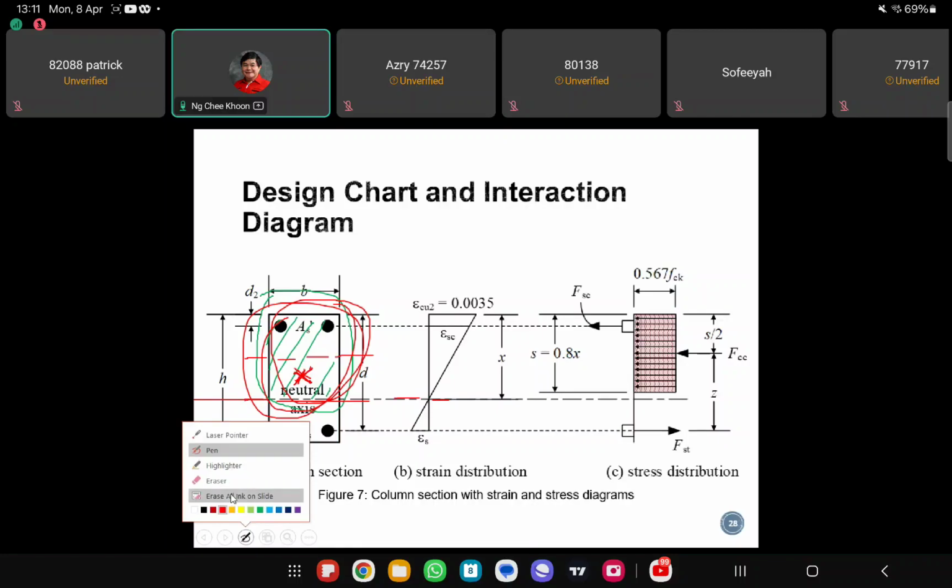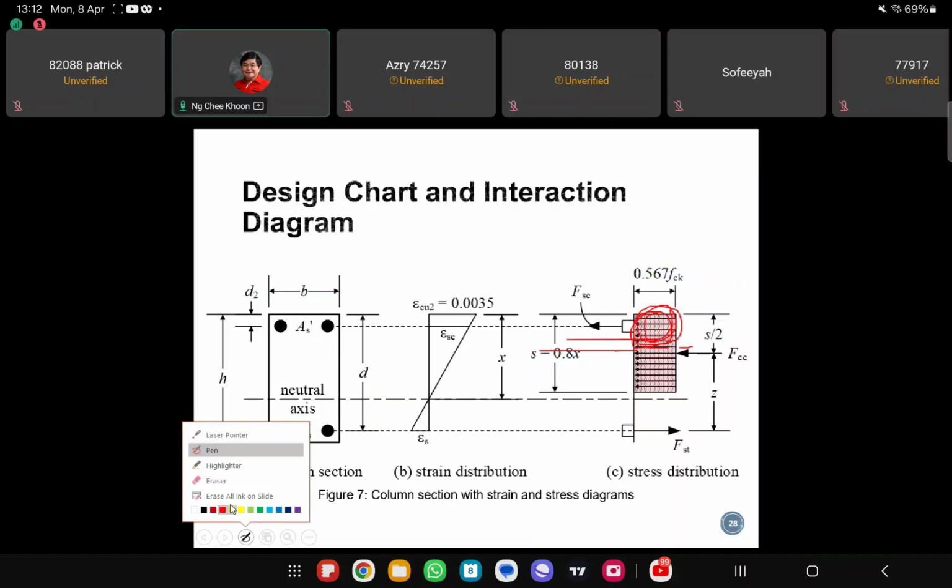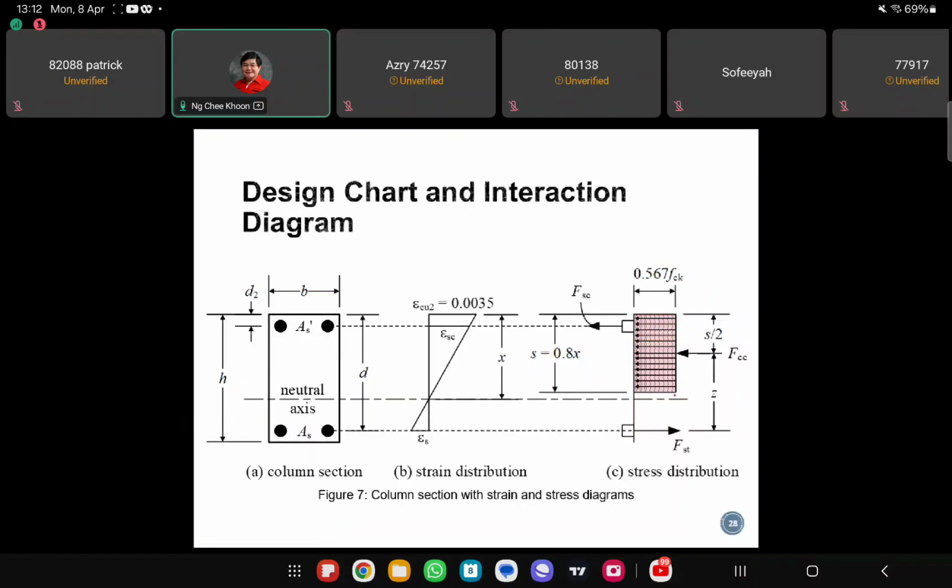So it's slightly different from a beam. Normally in a beam, the neutral axis is very high over here, and the compression block is also quite shallow, right? But in a column, the compression block is much lower, right? So these are all the basic theory that we use to calculate all the values in the design charts.